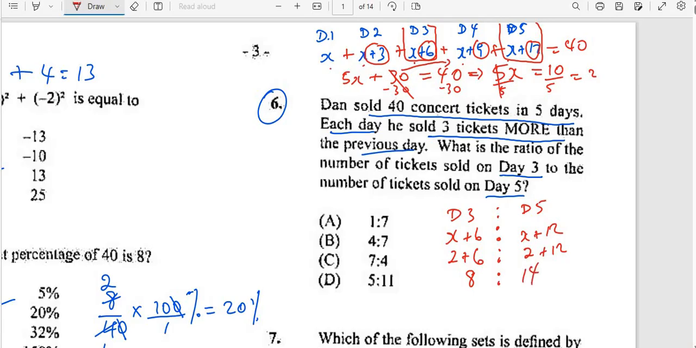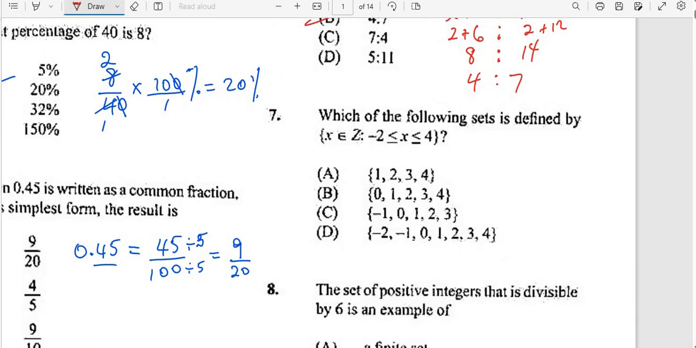But we can simplify this further. What quantity can divide 8 and 14? In other words, what's the highest common factor of 8 and 14? That's 2. So 2 goes into 8 4 times, and 2 goes into 14 7 times. So the answer is 4/7. That's the ratio in the lowest form.